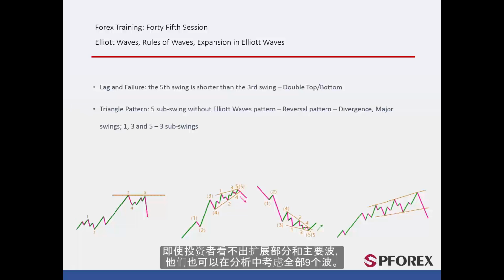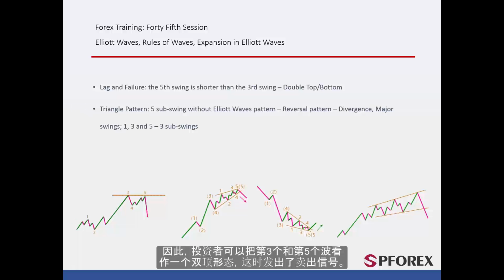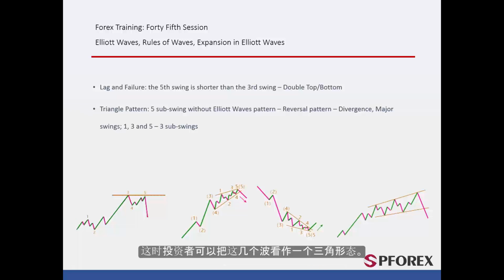Even if a trader could not detect the extension and main swings, he or she can consider the whole 9 swings in the analysis. Extension can occur on sub-swings too. Sometimes swing number 5 lags behind the third swing high point due to a rapid gradient of the third swing. Thus, traders can consider the third and fifth swing as a double top pattern, which produces a sell signal. If the fifth swing includes 5 subswings, and those subswings do not have Elliott wave patterns, then a trader can consider the swings as a triangle pattern.